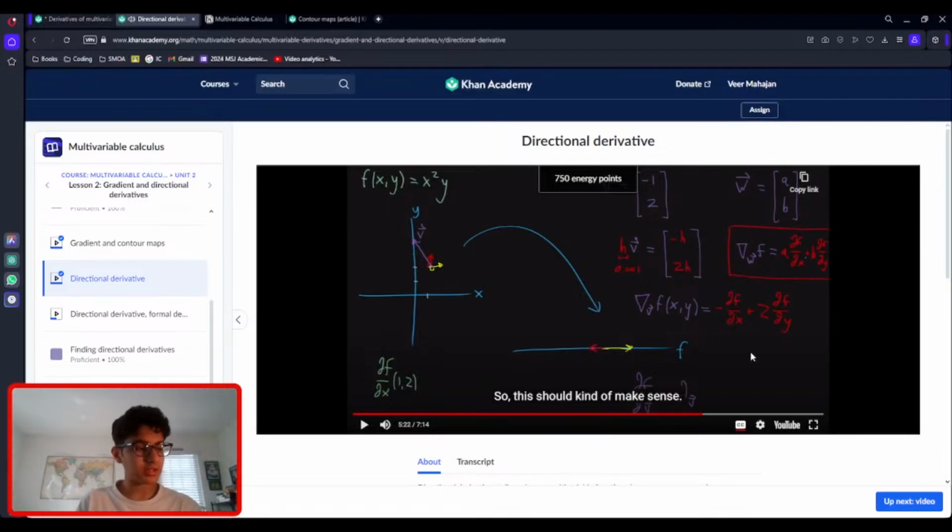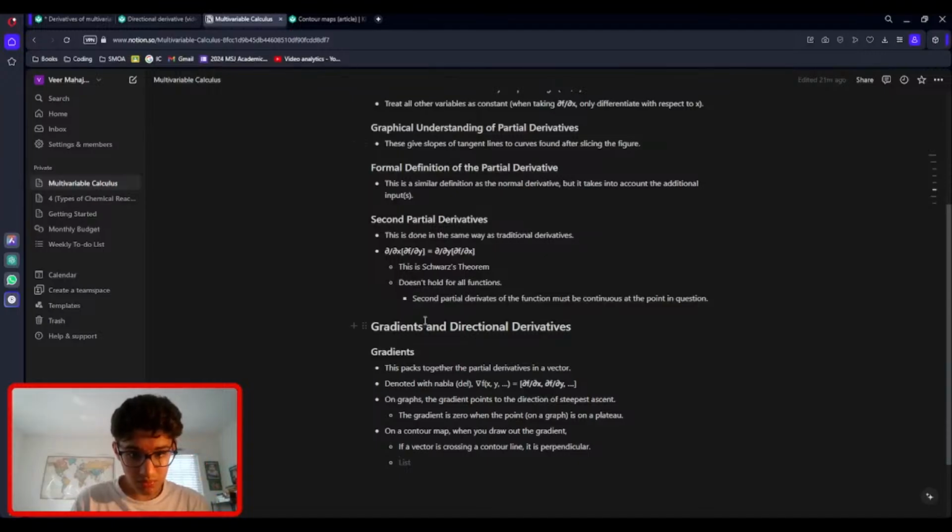Oh, okay. They're not calculating the directional derivative. Sorry, they're not calculating the direction. They're just saying that you're given the direction and then you have to solve it. Okay, that makes more sense now. So let's do that then.